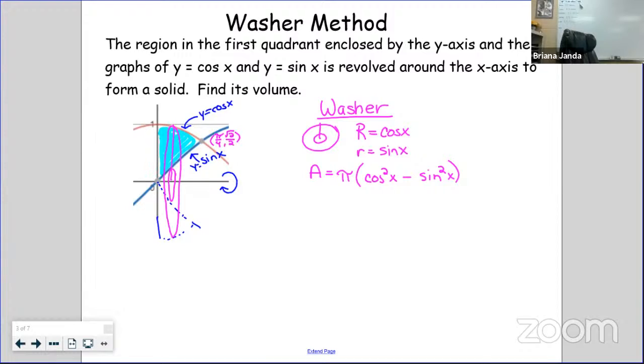You don't need to remember that second number, but it's the square root of 2 over 2, right? That's what their value is at pi over 4. But because we're integrating from left to right, we're integrating with respect to x. I really need the x values, which would be 0 out to pi over 4 to set up my integral for the volume. From 0 to pi over 4 of our area.